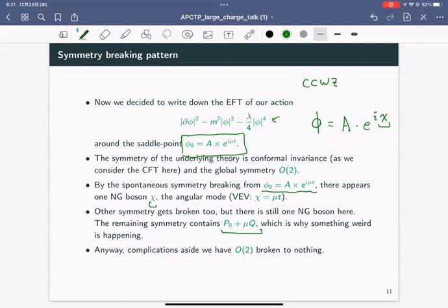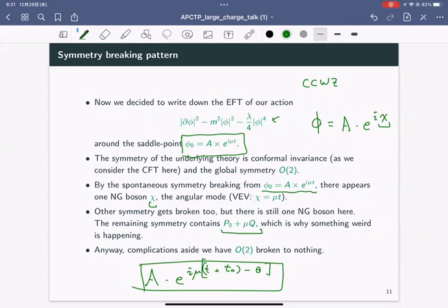You see, because it's exponential i mu t. So if you act with time translation t zero and bring it back with an O(2) rotation, this configuration does not change. So anyway, this is why something weird is happening. So it's a little bit of complication, but we just have O(2) symmetry broken to nothing.